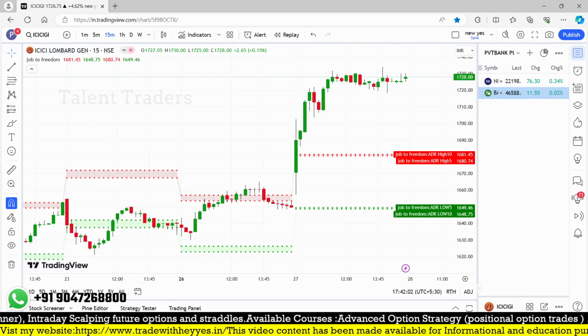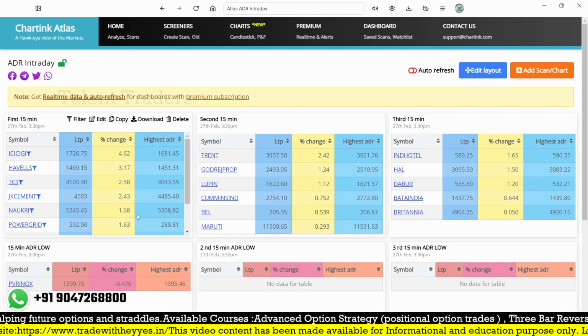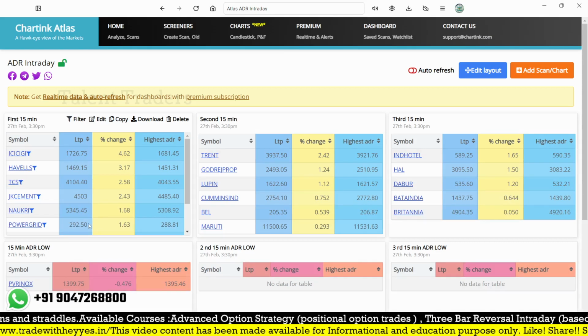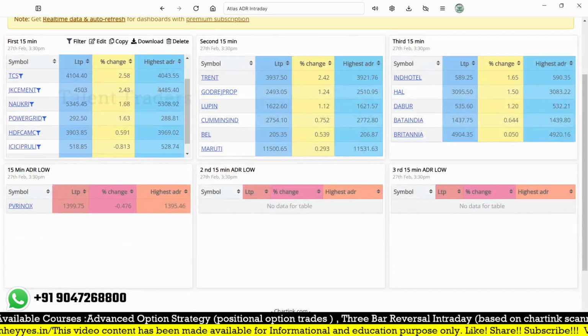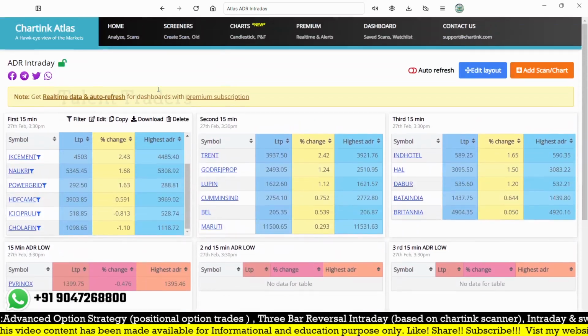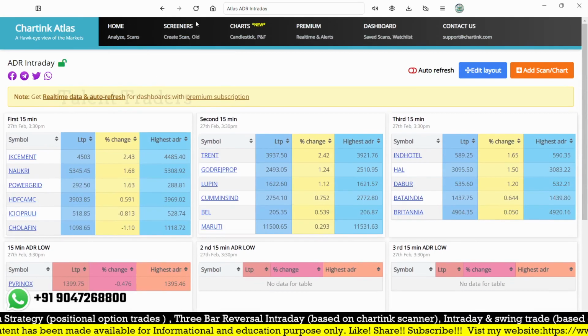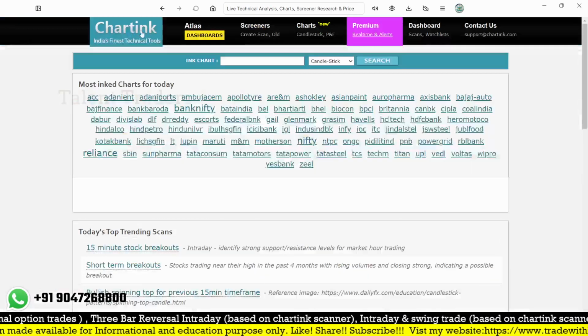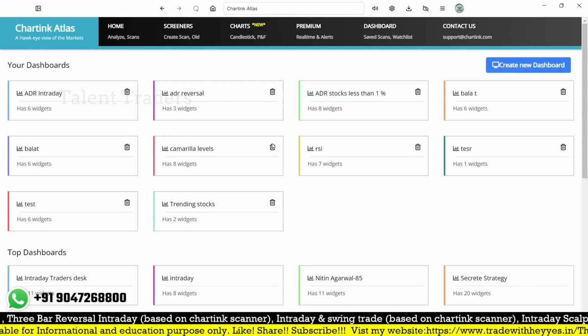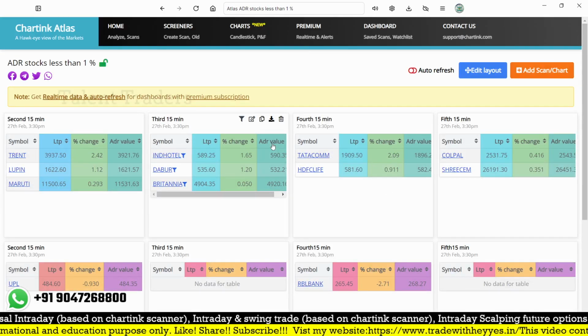But we don't want to take a high-risk trade, so we simply follow one or two stocks, and you can look at how many stocks trigger here in the first candle. To avoid this and reduce our risk, that means the stop loss, we created a new dashboard. So ADR less than 1%.